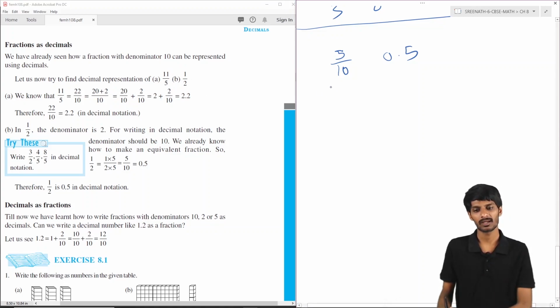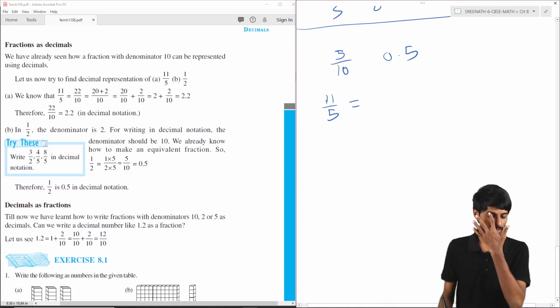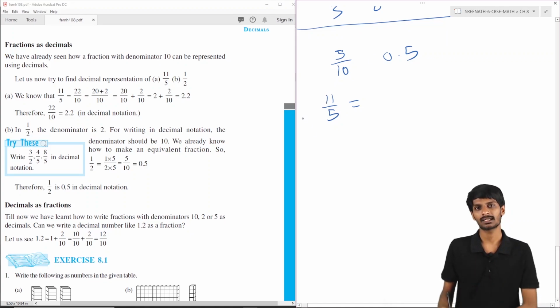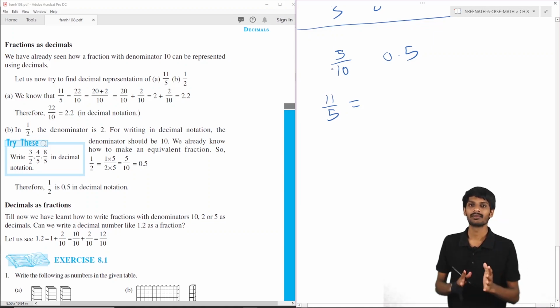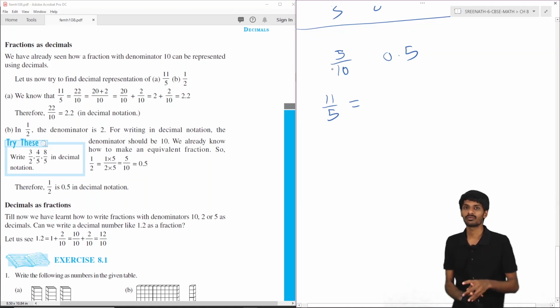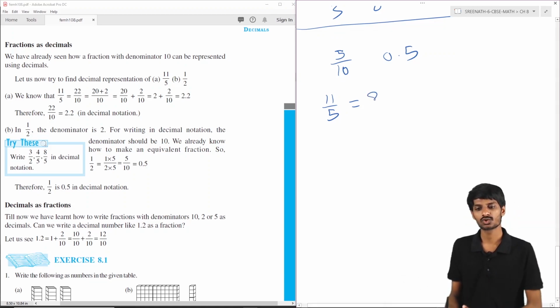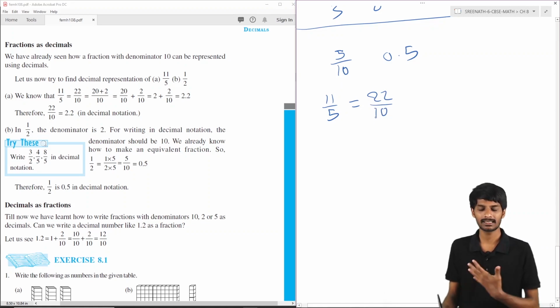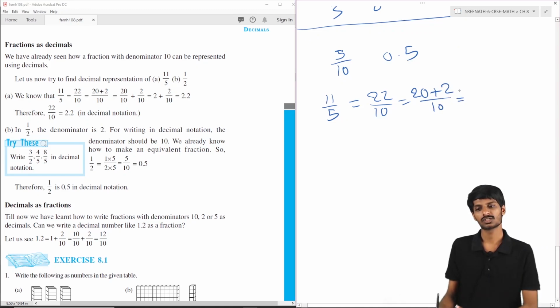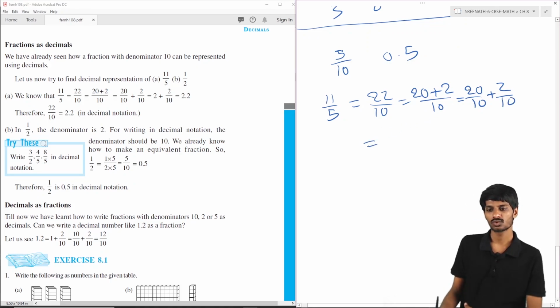How to represent 11 by 5 in terms of decimals? For that, students, you will write the equivalent fraction for 11 by 5, so that you get a fraction with denominator 10, because we know how to write a fraction as a decimal when the fraction has 10 as the denominator. So 11 by 5, if you write its equivalent form, is 22 by 10. We can write it as 20 plus 2 by 10, that is 20 by 10 plus 2 by 10. So 20 by 10 is 2, plus 2 by 10.